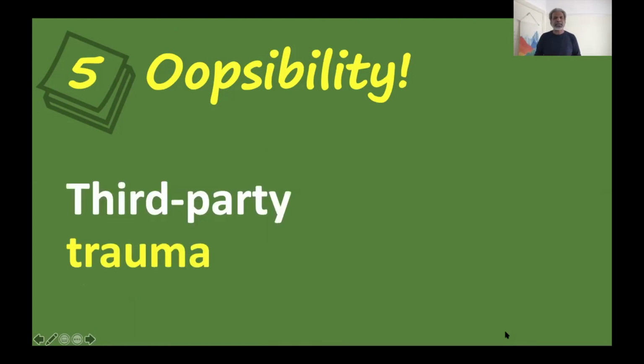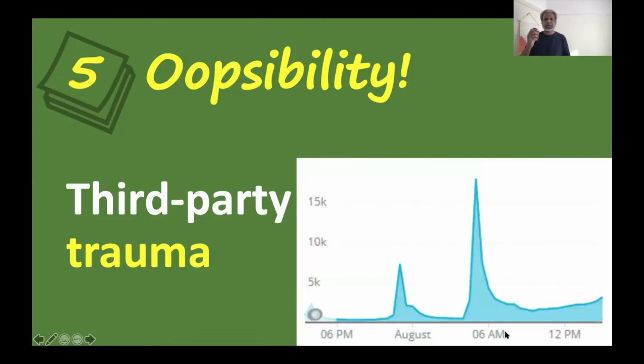And finally, third-party trauma. This is, again, a very common thing, especially when we move to serverless. So here is a typical pattern. This is from our production. This is a real graph, and it doesn't matter what this represents, the 15K, 10K, et cetera. This is a common pattern. You can see the spikes, right? Our serverless ecosystem will stand up, if you've done all the settings, it will stand up.